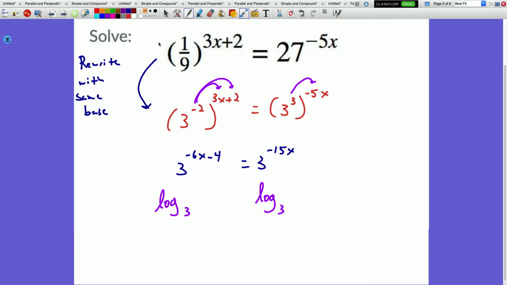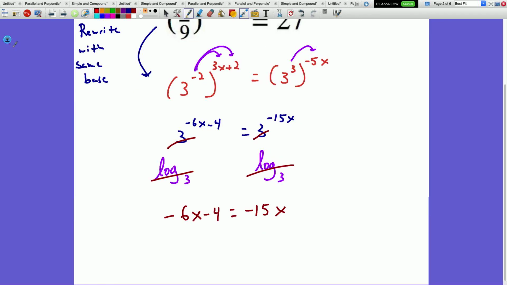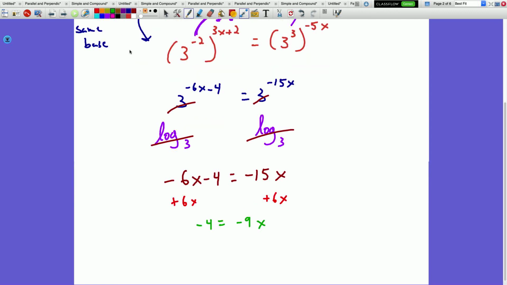So take log base 3 of both sides, log base 3 of 3 to the negative 6x minus 4, that exponent could jump out in front, and log base 3 of 3 is a 1. So essentially, it just cancels that out. Negative 6x minus 4 equals negative 15x. And solve for x. Let's add 6x to both sides. We get negative 4 equals negative 9x. Divide both sides by negative 9.